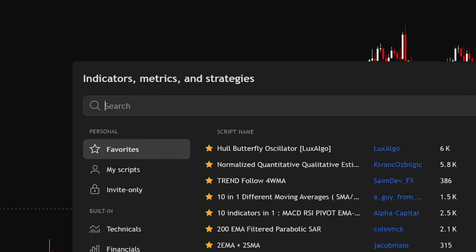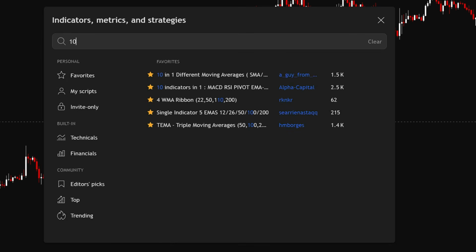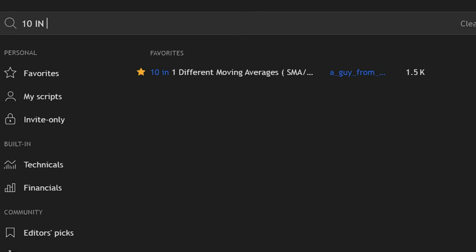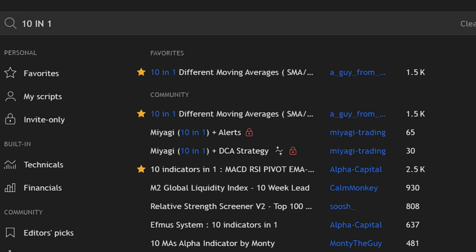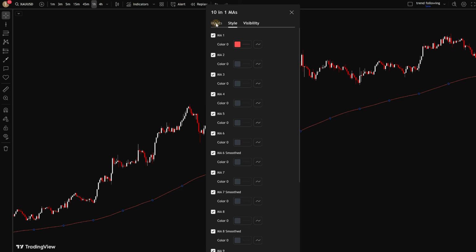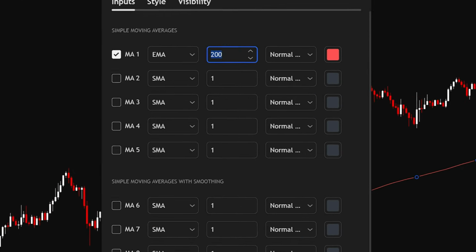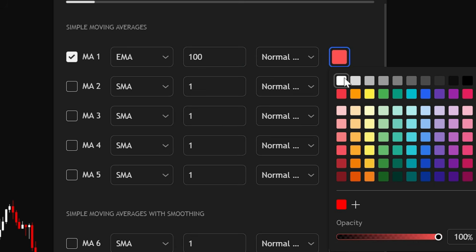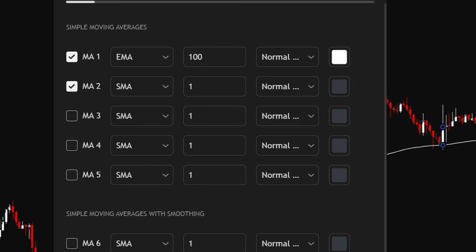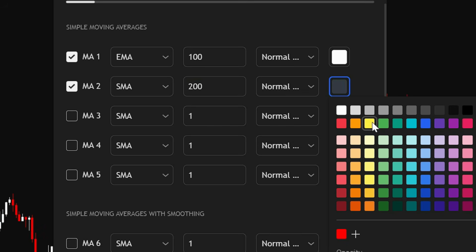The simplest way to identify the trend, and this is super easy for both beginner traders and advanced seasoned traders, is using moving averages. Therefore, I'm going to use not just one, but two moving averages, and I have a great reason for that. But first, the settings. I use the EMA 100 period and the SMA 200 period. The EMA 100 period is white and the SMA 200 period is yellow.